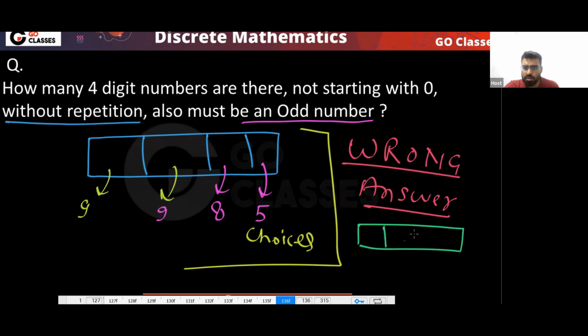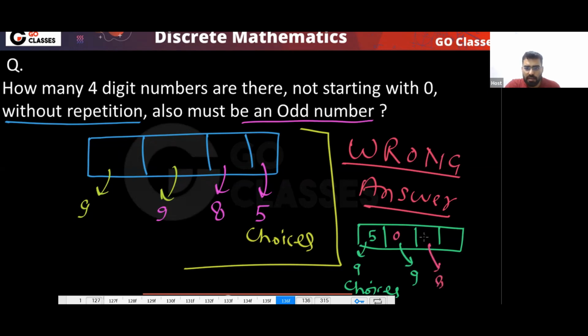This is wrong because here you are saying 9 choices. You are saying that here we have 9 choices. So let me put 5. Now tell me how many choices here. Let me put 5 here. Now I have 9 choices, but you cannot put 5. So let me put 0. How many choices here?